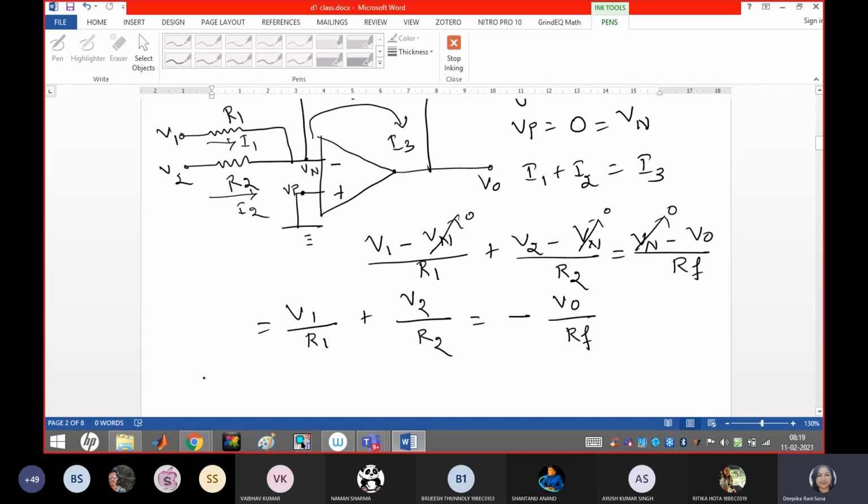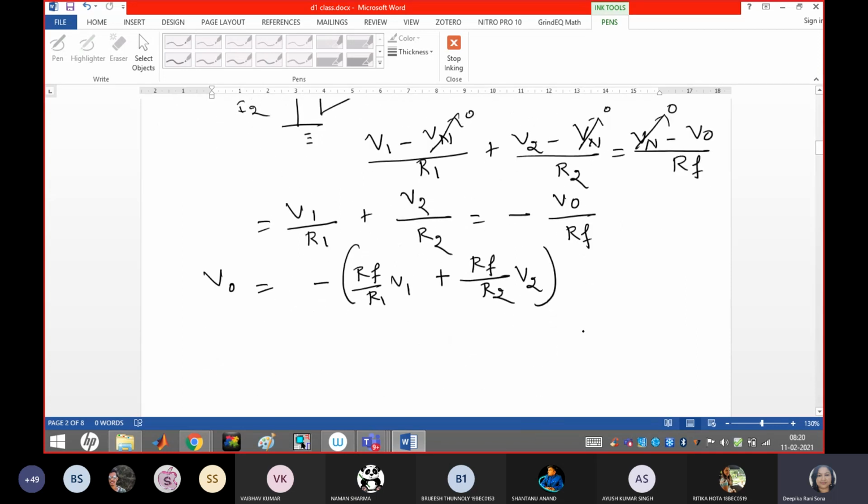So if I will rearrange this to get the V0, what will be the equation here? Ma'am, V0 equals to minus RF by R1 into V1 plus RF by R2 into V2. So for the moment, if I will take RF equal to R1 equal to R2, what will be the V0 equation? V0 equals to minus (V1 plus V2). Very good.